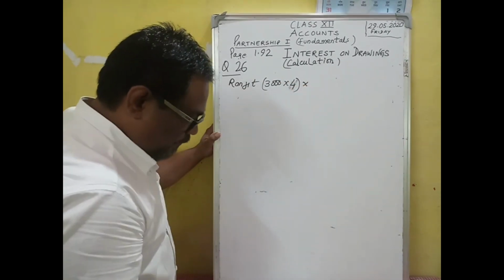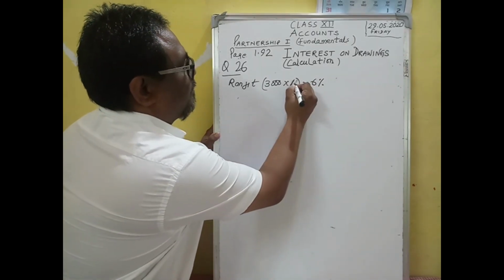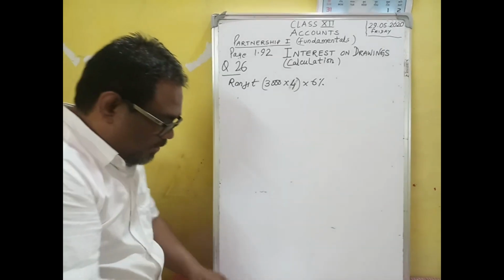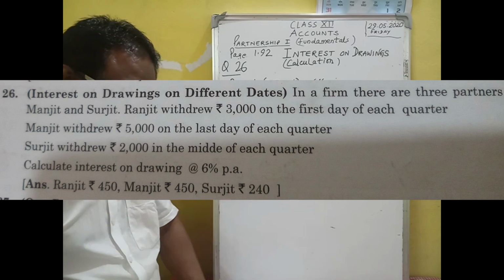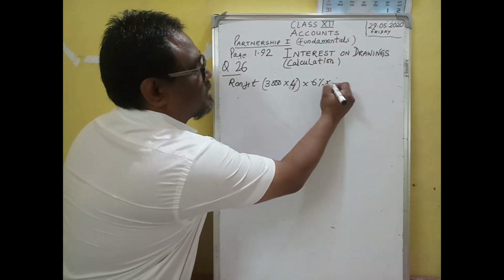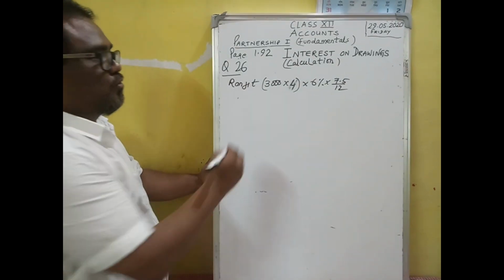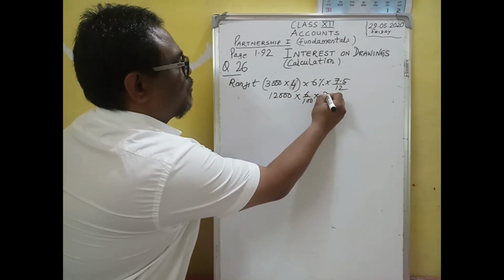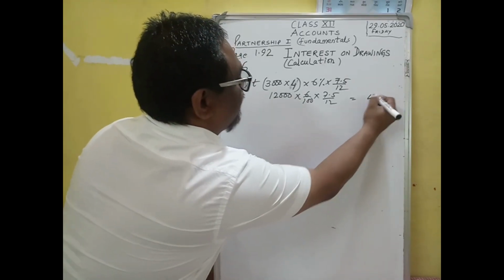The rate of interest on drawing is 6%. Here Ranjit withdrew 3,000 on the first day of each quarter. For the first day of each quarter, you have to take it for 7.5 months, that is 7.5 divided by 12. So here 12,000 into 6 by 100 into 7.5 divided by 12. So you will get here 450 for Ranjit.